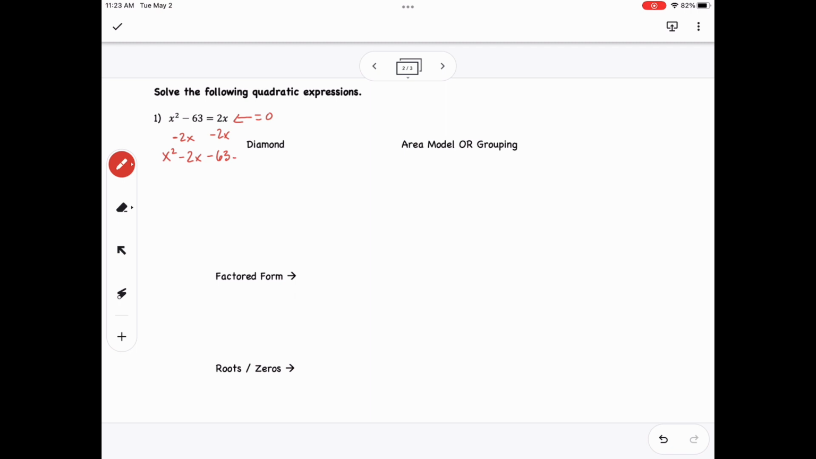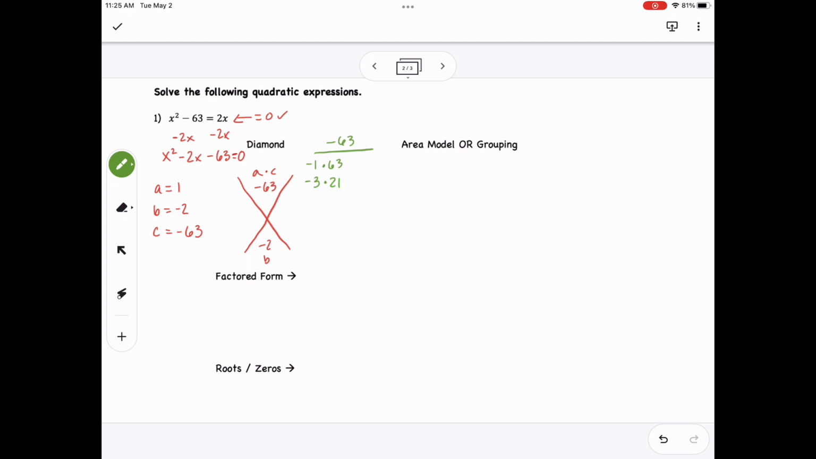So number one, we have to make sure, like it said, that it's equal to 0. If it's not, you have to move everything to one side. So I subtracted 2x to get there, and that gives me x squared minus 2x minus 63 equals 0. Identify what my a, b, and c are. Then remember we used the diamond method. So a times c gets us negative 63, and we're looking for factors of negative 63 that add up to negative 2.